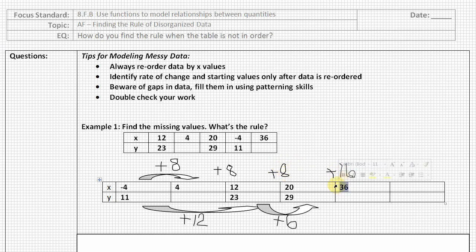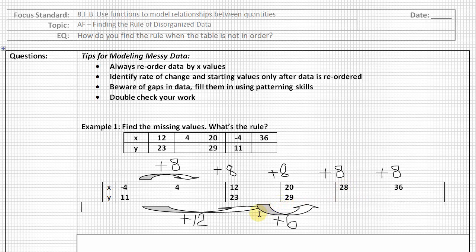So I'm going to move 36 over one place and decide what would I need to do if I wanted to keep this pattern of +8. Well, from 20, 8 more would be 28. So it looks like if I put 28 in here, I can stay with the pattern of adding 8, and then from 28 plus 8 would put me at 36. So they had skipped over 28. So that was a gap in the data.